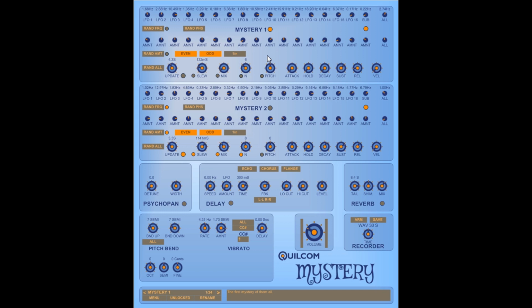Now in the Mystery, a lot of use is made of randomization. So if we just randomize the amount manually by clicking on the random amount button, we get different timbres. I always pronounce it incorrectly.